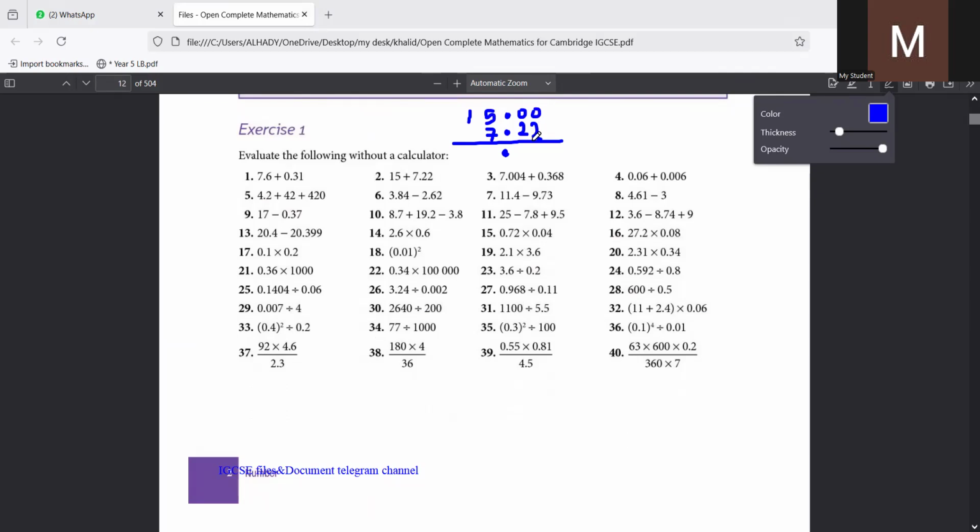Then you start adding normally. 0 plus 2 equals 2, and 0 plus 2 is also 2, and then 5 plus 7 is 12. You put the 2 and carry over the 1, and then 1 plus 1 equals 2. So your answer will be 22.22. That's it.